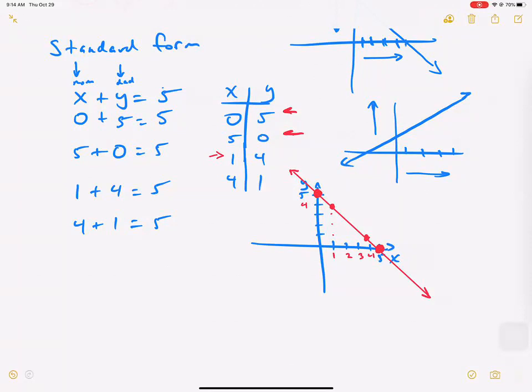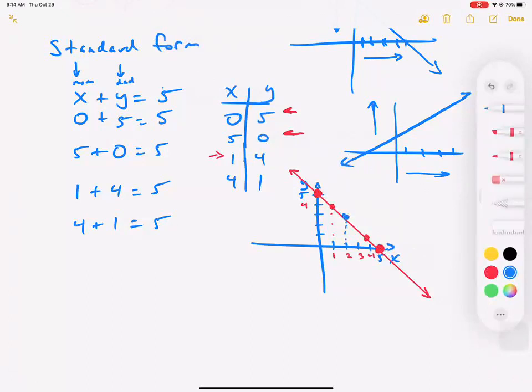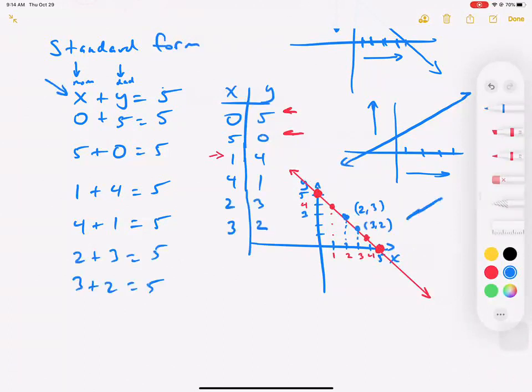Let's look at another point that was on here. If I go 2, 3, is 2, 3 a possibility for this equation here? Would 2 plus 3 equal 5? Yeah. How about 3? Let's see what this is. This is 3, 2. Would 3 plus 2 equal 5? Yeah. So it turns out all these relationships that are illustrated in the graph are actual solutions for this equation here.